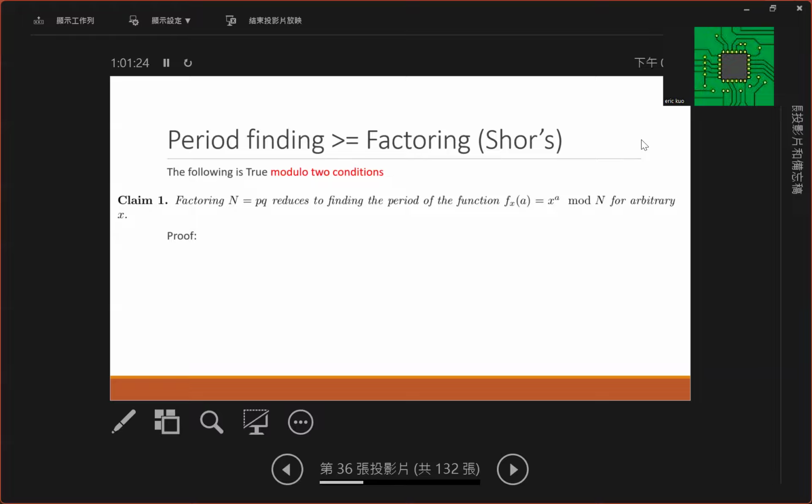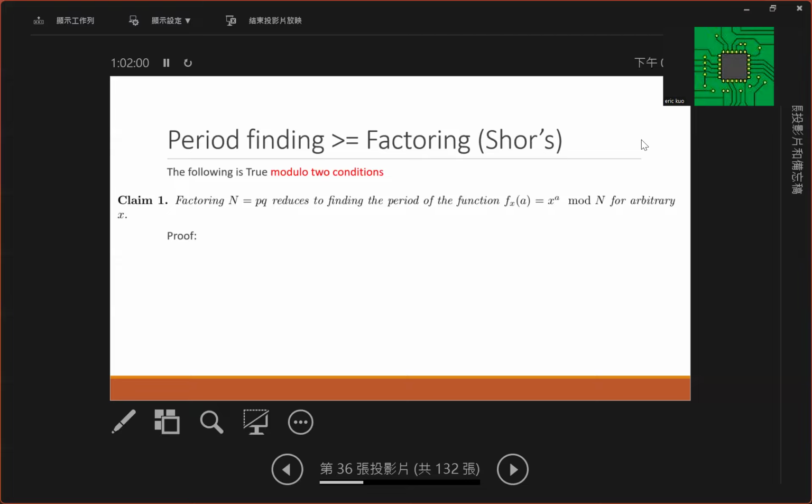One case is that P and Q both go to the first factor. My claim is that this is impossible. Why? Because if this is true, that means X to the R divided by 2 is 1 mod N, since X to the R divided by 2 minus 1 would be a multiple of N. But this violates the condition that R is the smallest number. R is the order, so this is impossible.